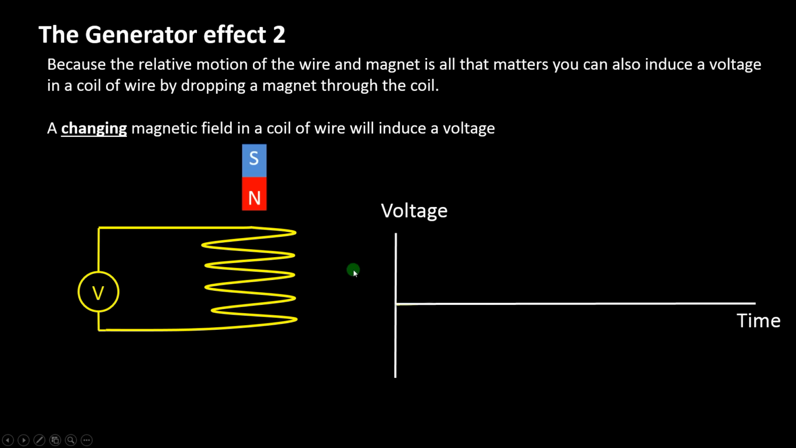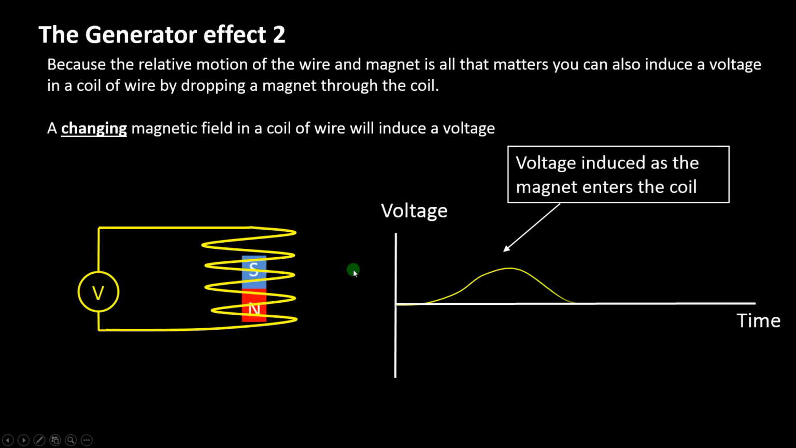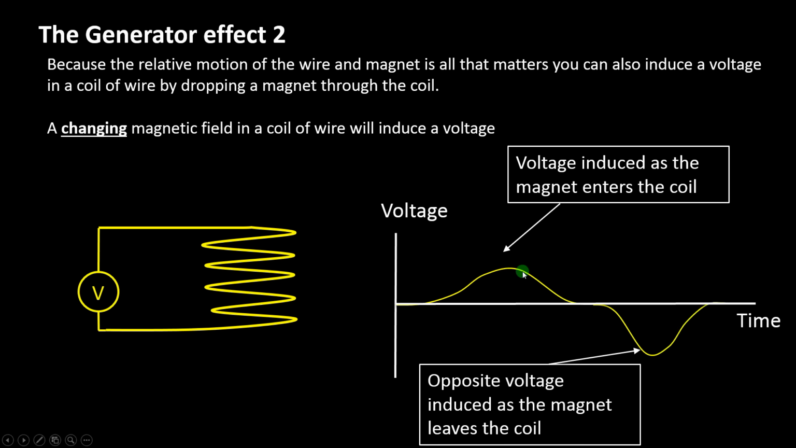So here we go. It drops through. As it drops in, there's a voltage peak in one direction. As it drops out, there's a voltage peak in the opposite direction. Okay? So that's due to the changing magnetic field in the coil. When the magnet is sat inside the coil here in the middle part, there's not really much voltage induced because although it's still falling, there's not very much changing magnetic field in the coil. It's pretty much constant. It only really changes as the magnet moves in and as the magnet moves out.